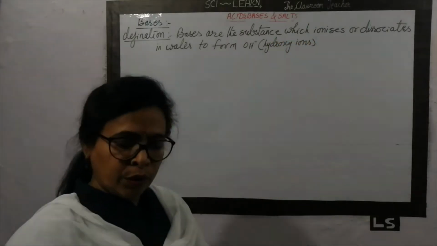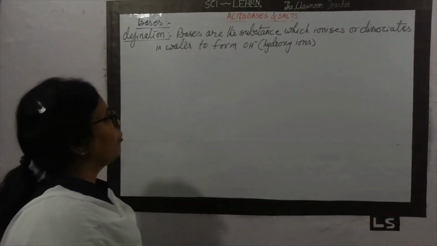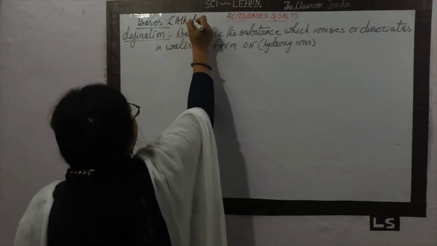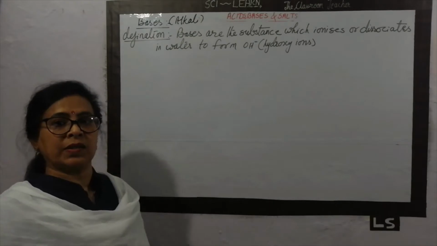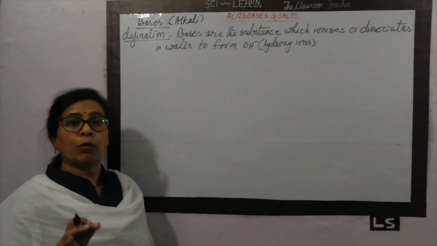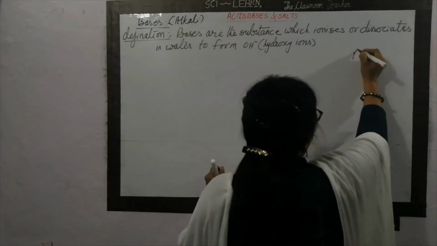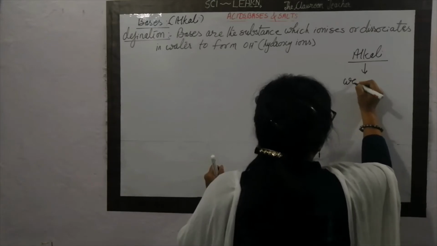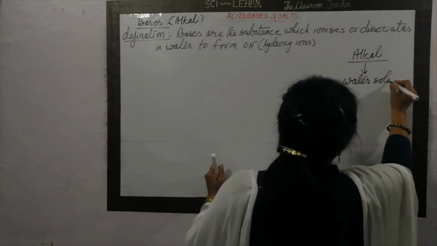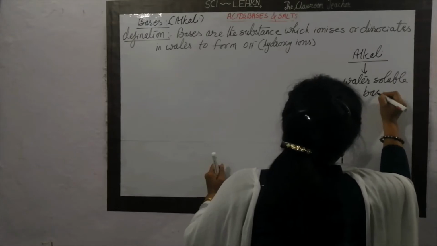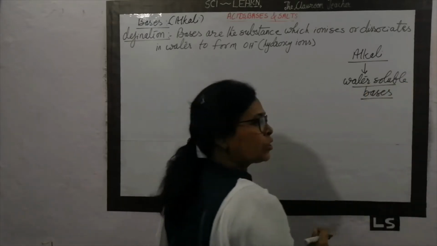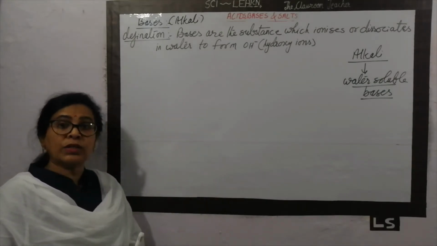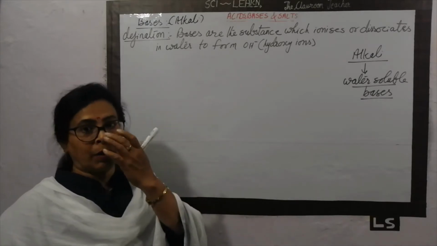Before moving further, I must tell you we are actually talking about the alkali. Alkalis are the bases that are generally used in the laboratory. What are alkalis? Alkalis are water soluble bases. There are two types of bases: water soluble bases and non-aqueous bases. The aqueous bases are called alkalis, and we are talking about alkalis here.